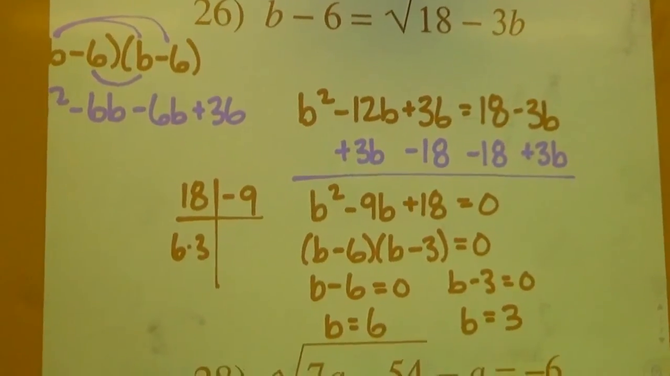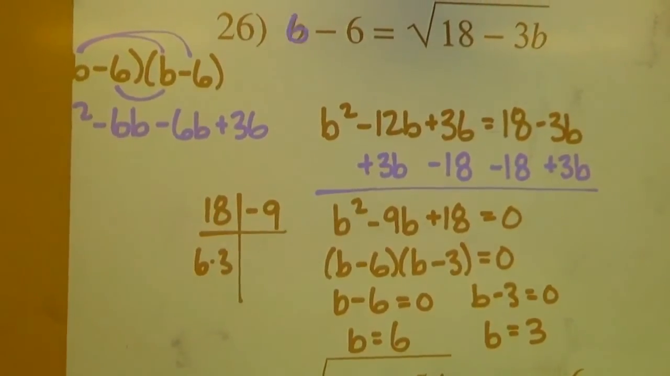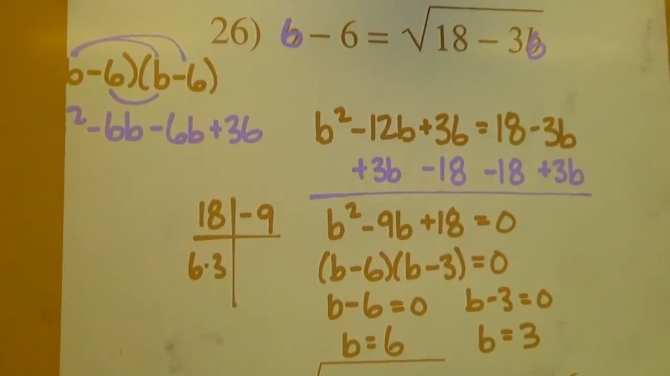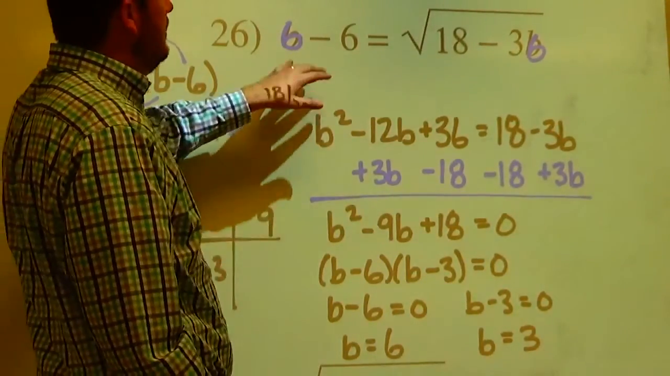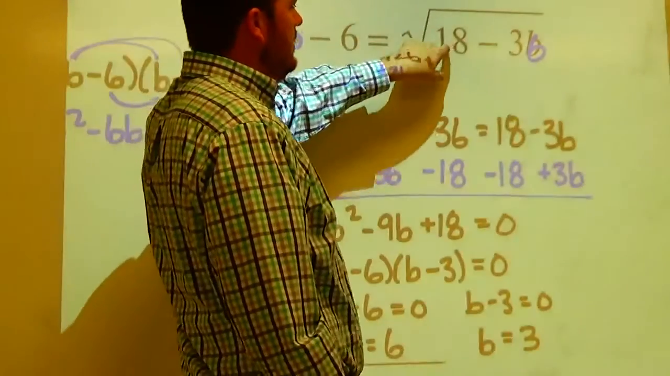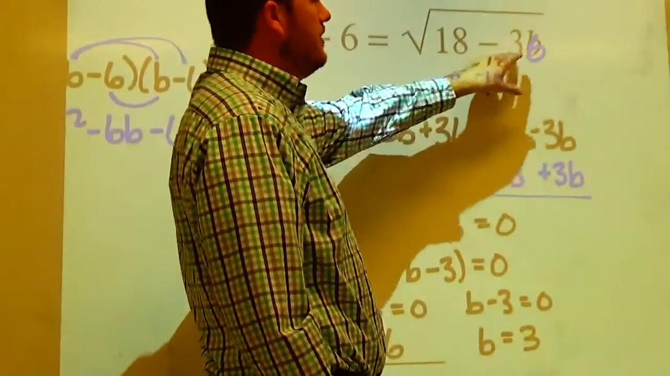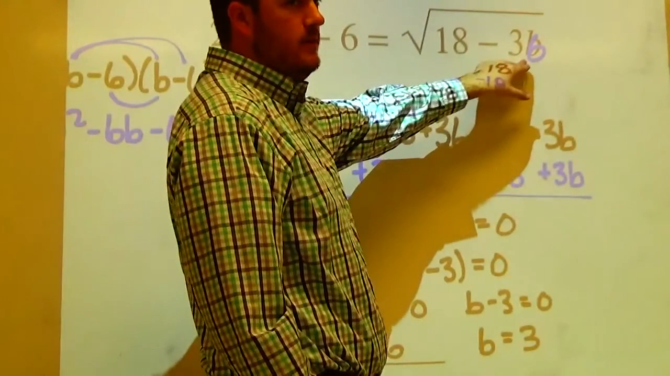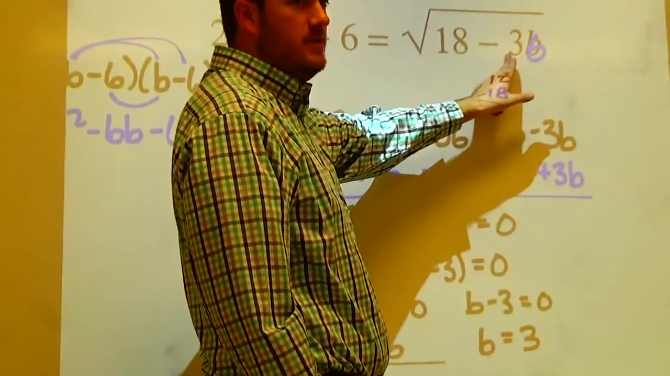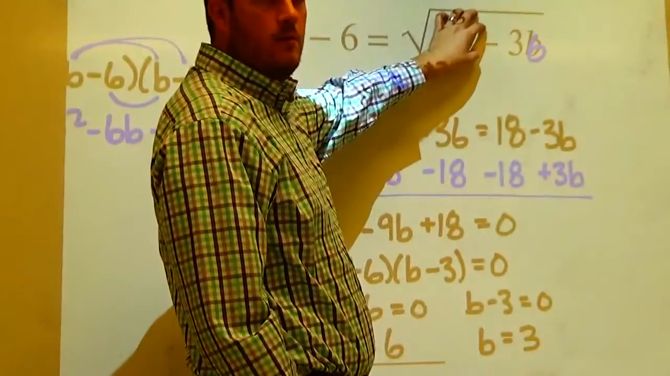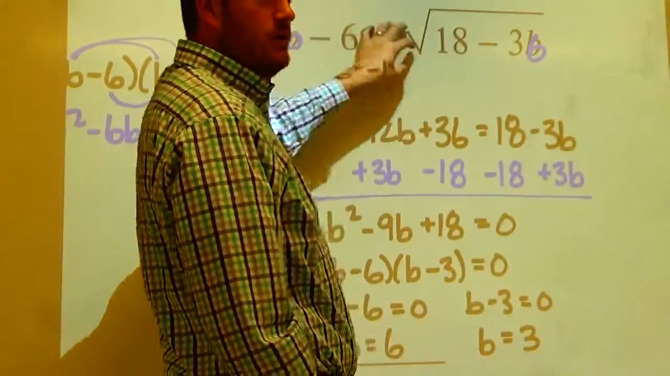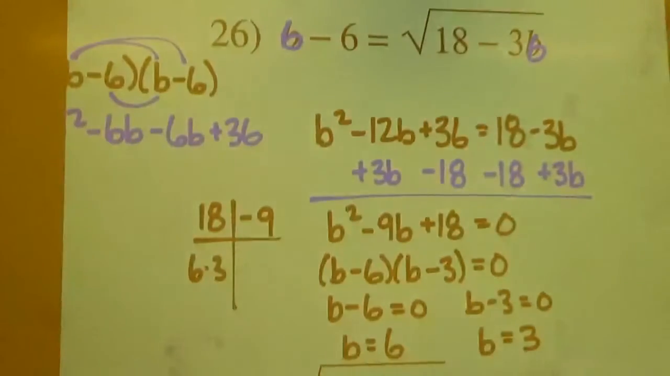All right, now let's check. If I plug 6 in here, well, on the left, 6 works. I have 0 again. 0 equals 18 minus, 3 times 6 is what? 18. 18 minus 18 is 0. What's the square root of 0? 0. So 0 equals 0. That one's good.